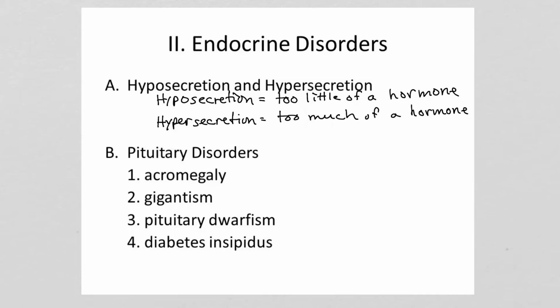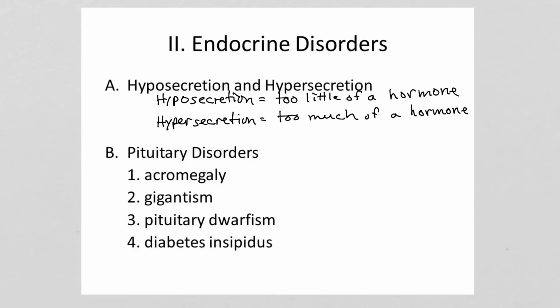Hypersecretion is too much of a hormone, so we have too much secretion from the endocrine gland. One of the examples is Graves' disease, also called toxic goiter. This is an autoimmune disease, and we'll talk about this when we get to the thyroid gland.